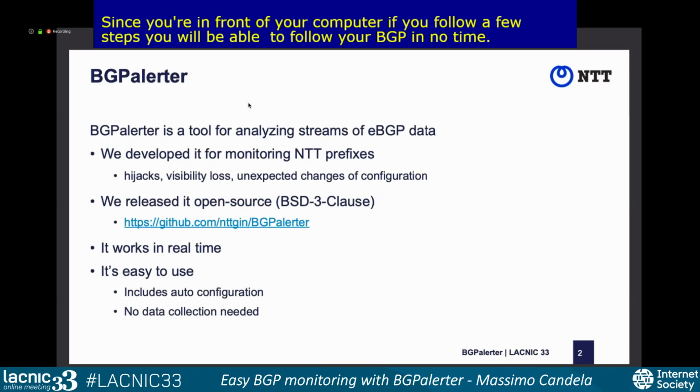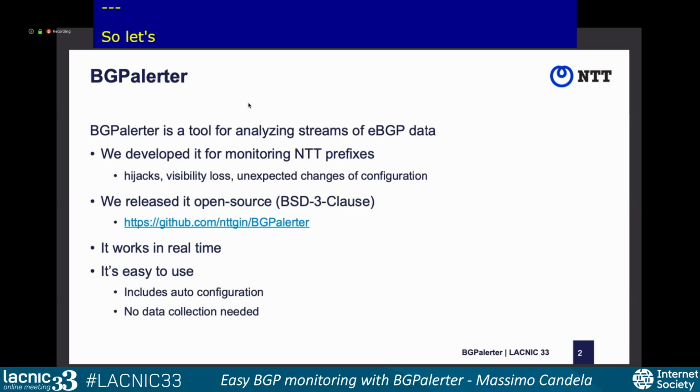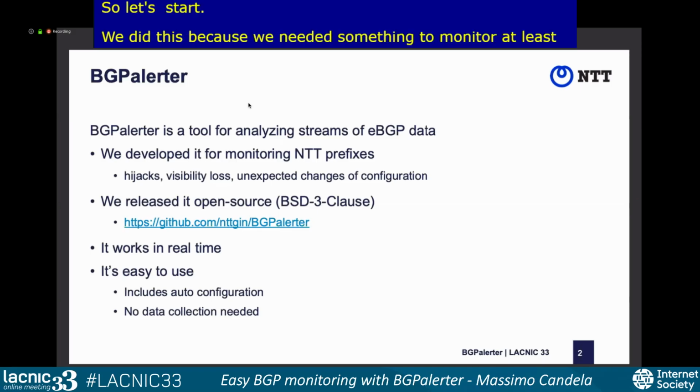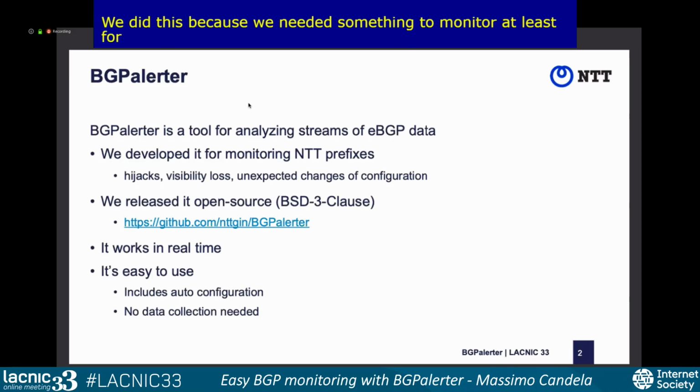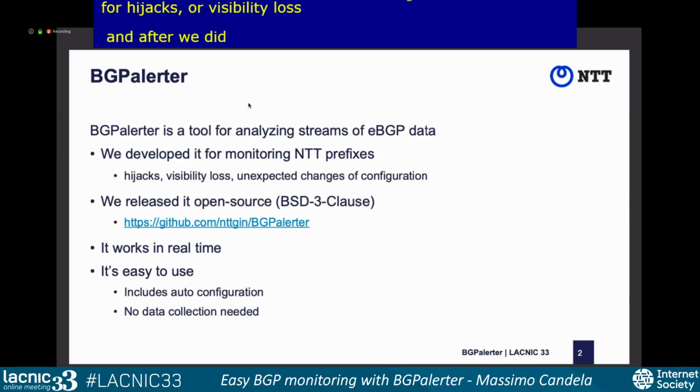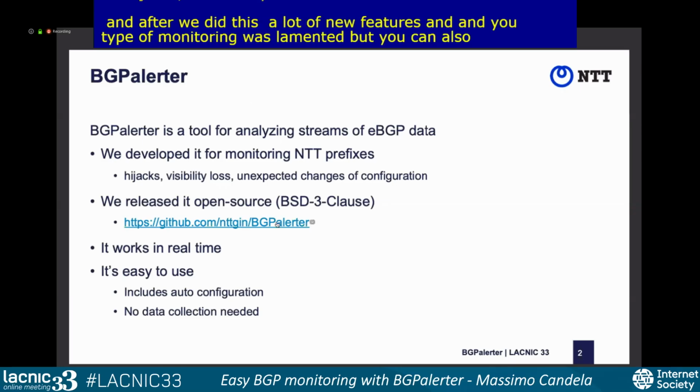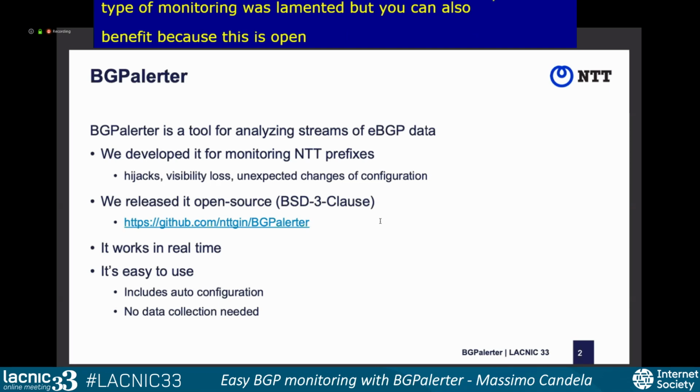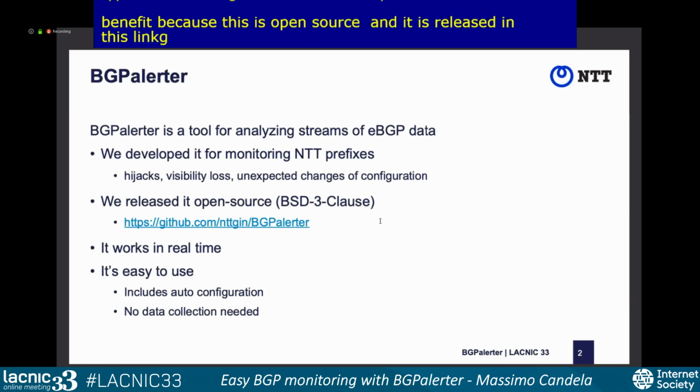So let's start. We did this because we needed something to monitor, at least for hijacks, or to get notified if some of our prefixes were losing visibility. After that we added on top of this a lot of new features and a lot of new types of monitoring, and you can also benefit from them because all of this is open source and is released in this GitHub repository here, under the BSD 3-clause license. So you can essentially do whatever you want with it.